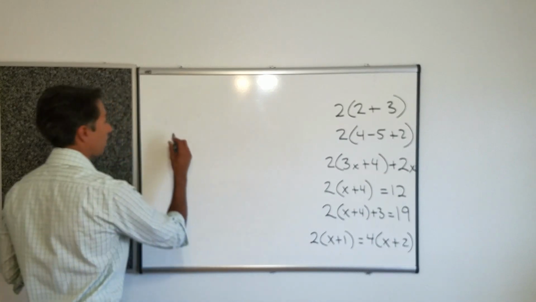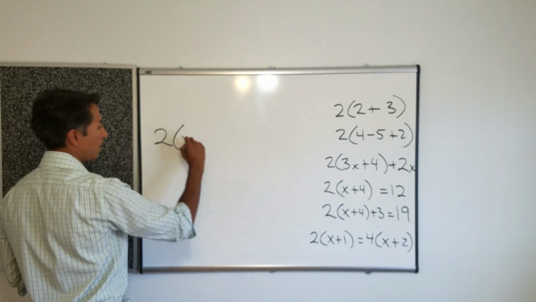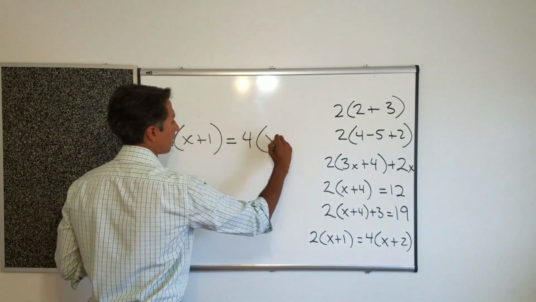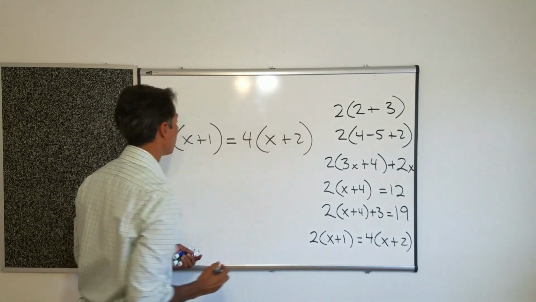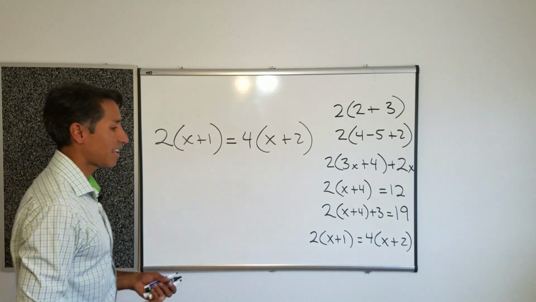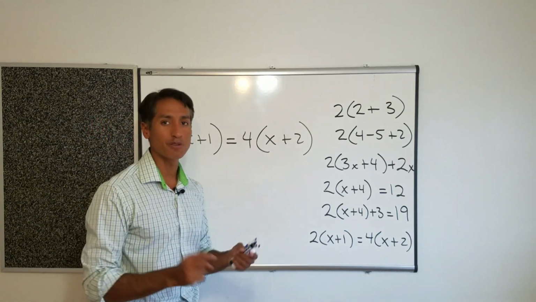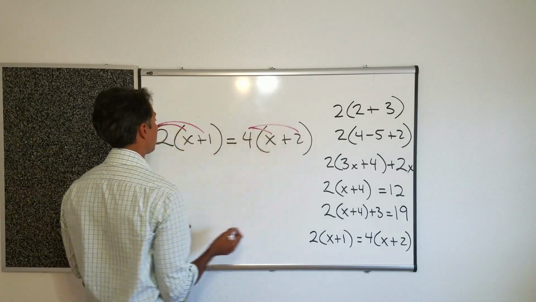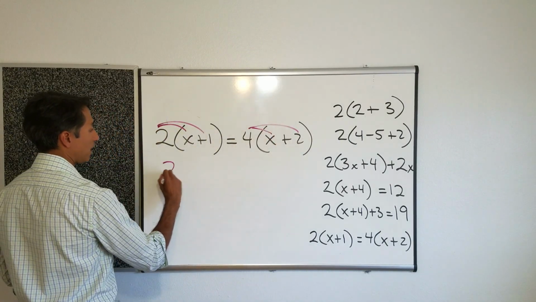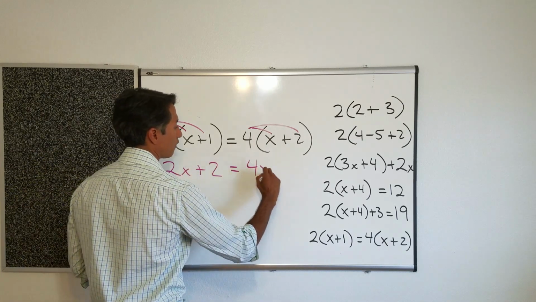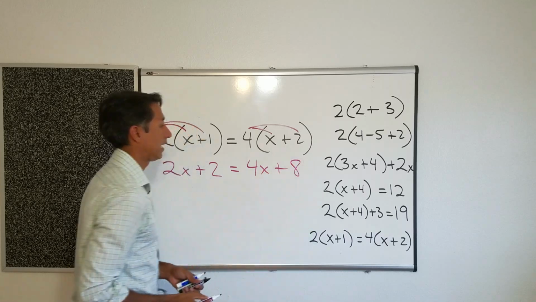Let's see here. We have 2(x + 1) = 4(x + 2). Okay, so now we have them on both sides of the equation, and it's not any trickier. You just got to follow those rules. So first, let's do our rainbows. Let's distribute, get that part done. We end up with 2x + 2 = 4x + 8.